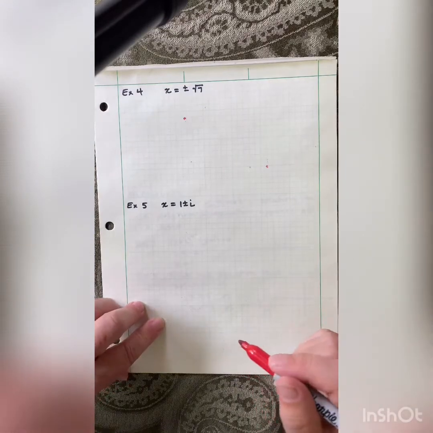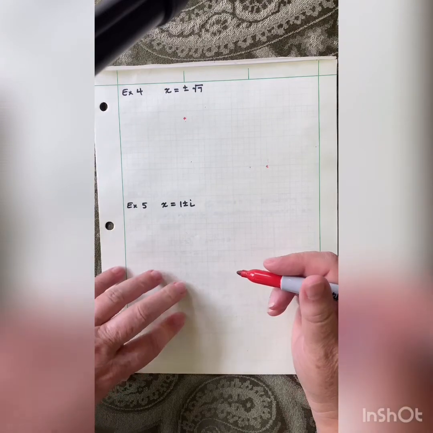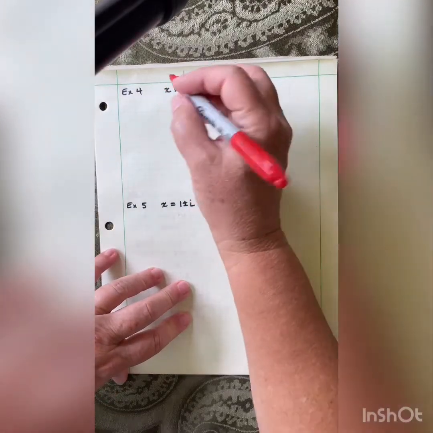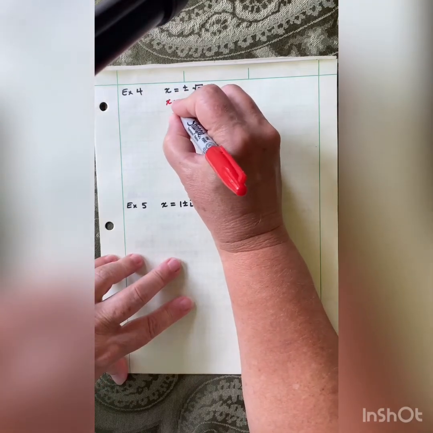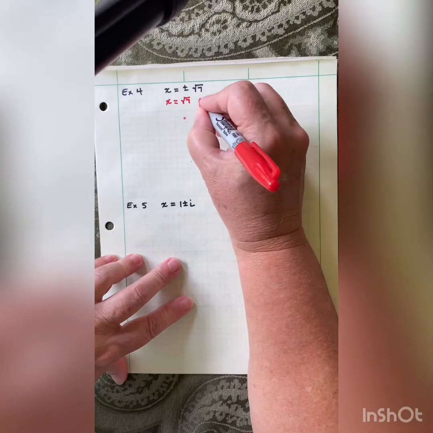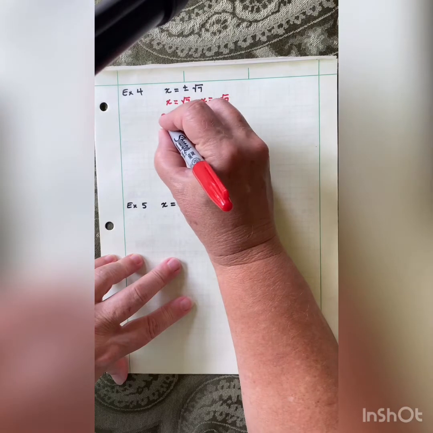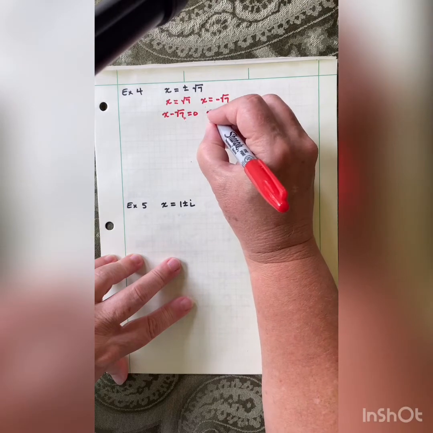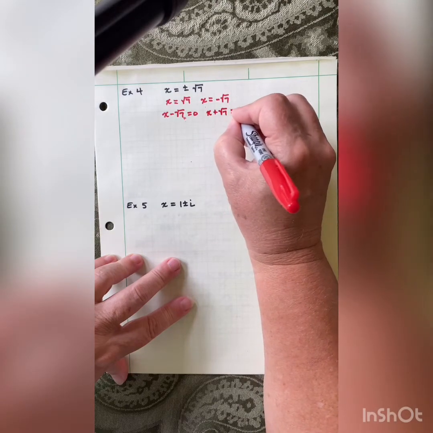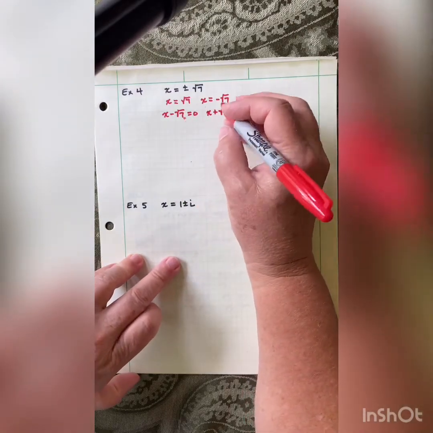Okay, this next one looks a little scary, but it's not too bad. I'm actually going to do this 2 different ways. Okay, I'll do it the long way, then I'll show you a shortcut way for doing it. Okay, so this really means x equals a positive square root of 7 and x equals a negative square root of 7. Move it to the other side. So x minus square root of 7 equals 0. And this will be x plus square root of 7 equals 0. Okay, use the zero property backwards.